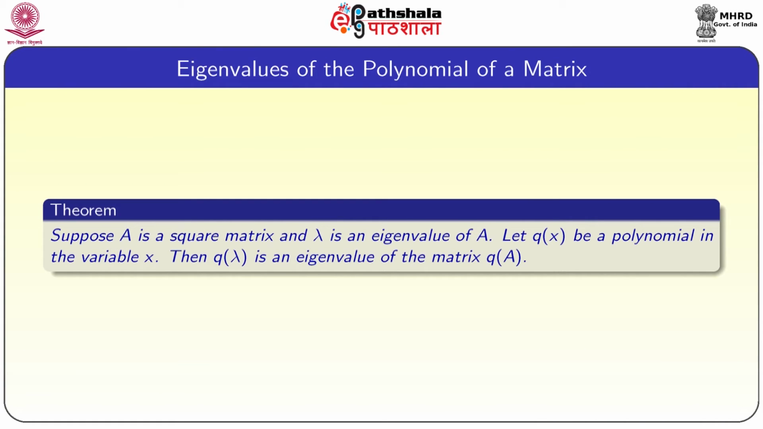Now, eigenvalues of polynomials of a matrix. Suppose A is a square matrix and lambda is an eigenvalue of A. Let q of x be any polynomial in variable x. Then q of lambda is an eigenvalue of q of A. This result we are going to use frequently. What it is saying is, if lambda is an eigenvalue of A and q of x is any polynomial, then q of lambda is an eigenvalue of q of A. So once you know the eigenvalues of A, there is no need to compute eigenvalues directly; just substitute in the polynomial q, so that we get the eigenvalues of q of A.